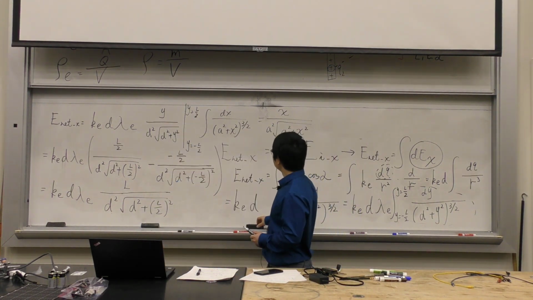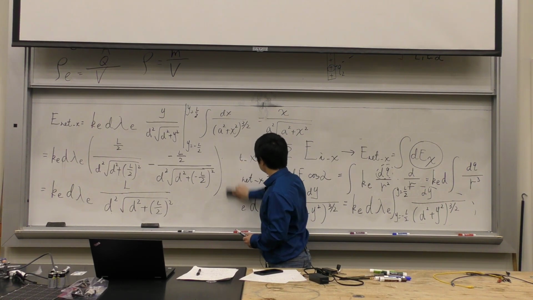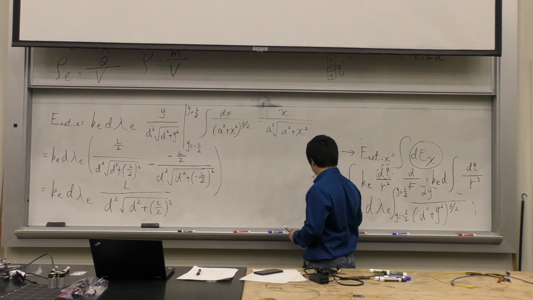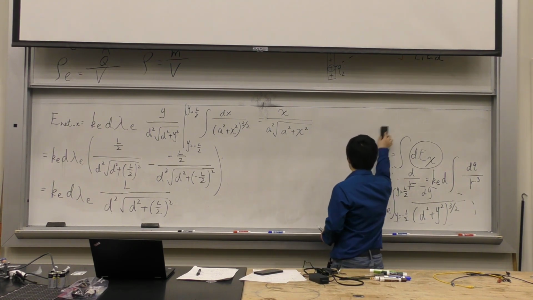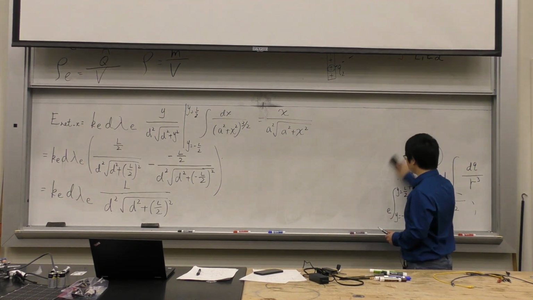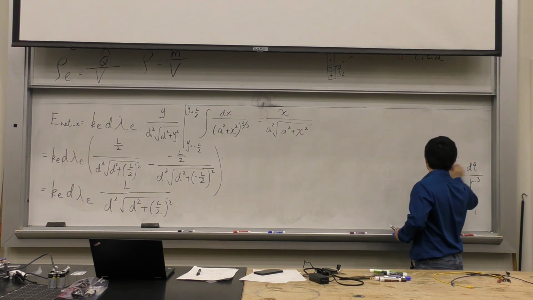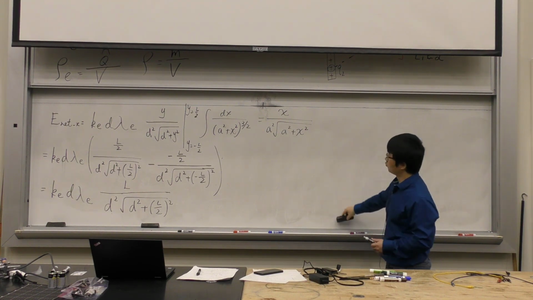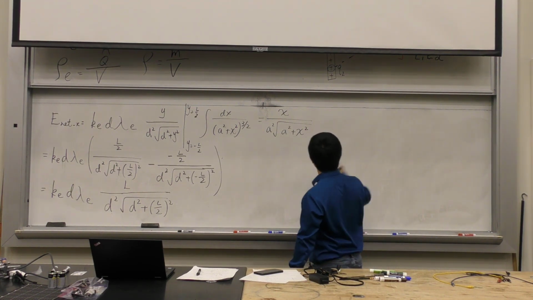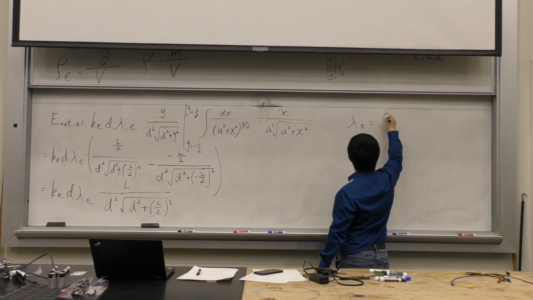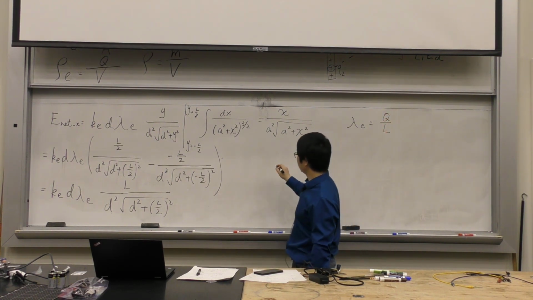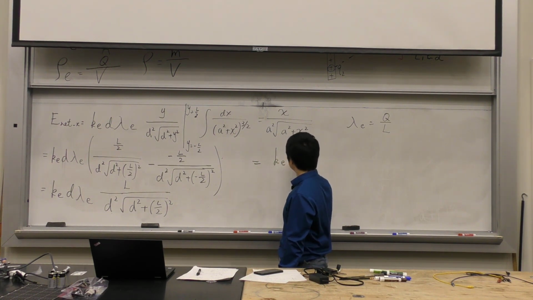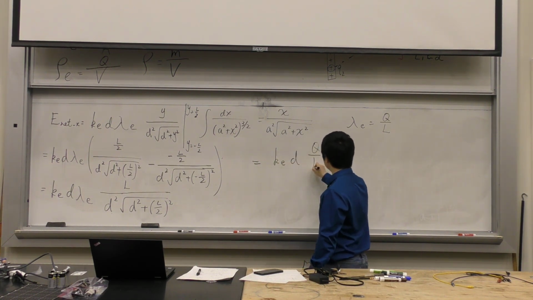So now what we can do is this. I'm going to erase all this. Now let's put this definition of lambda e in, okay? Or if you don't like lambda e, you can just carry this q over L all the way, right? It's just a definition, okay? We call it lambda e because it's useful. We can just call it a linear charge density. So lambda e is q over L, right? Now let's plug it back in. So this E net x is just going to be ke d q over L.